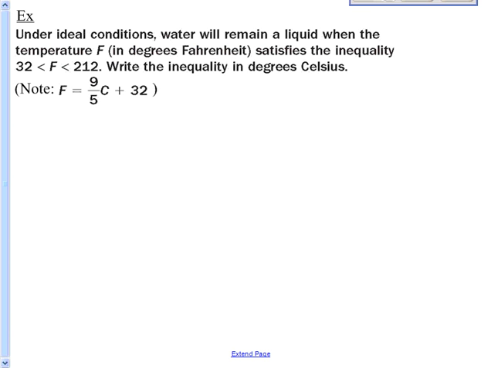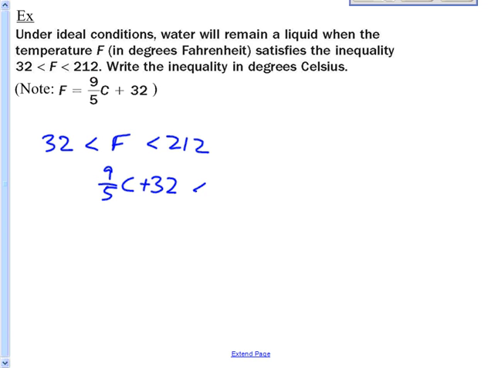Alright, one last one here. Under ideal conditions, water will remain a liquid when the temperature F degrees Fahrenheit satisfies the inequality. Write the inequality in degrees Celsius, okay? And note that 9/5 C plus 32 is your Fahrenheit, okay? So we're starting out like this, and we're going to make this substitution. Note F equals 9/5 C plus 32, because we want to solve this in terms of C.